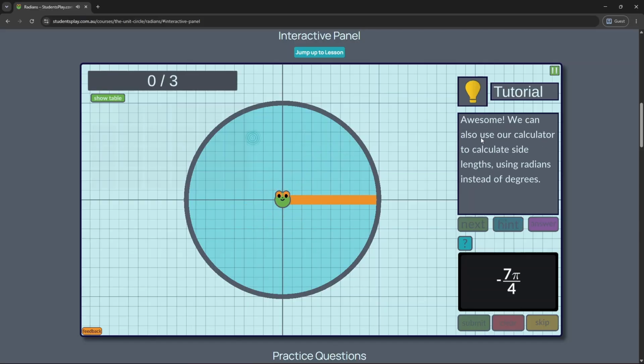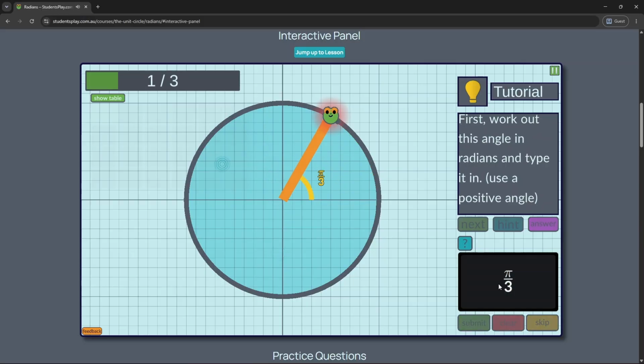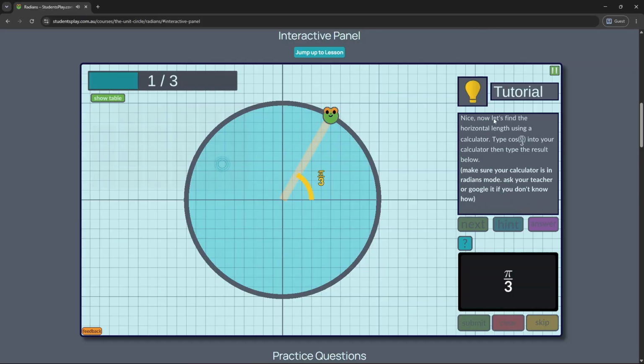Awesome. We can also use our calculator to calculate side lengths using radians instead of degrees. First, work out this angle in radians and type it in. Use a positive angle. Okay, so it looks like this one would be 3 segments: 1, 2, 3. And we're going to use one of them, so it will just be pi on 3. Nice. Now let's find the horizontal length using a calculator.